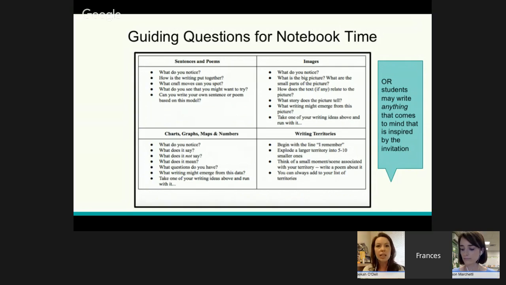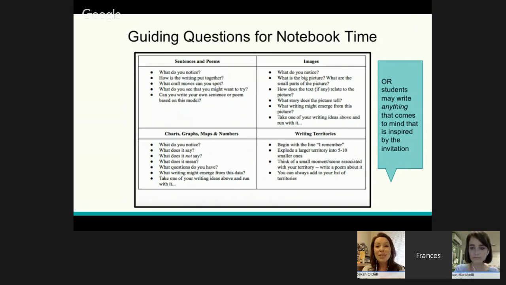If they're really stumped, if nothing comes to mind, they can refer to this chart, which our students have glued into their notebook, and find some prompts to think about. What do you notice? What patterns do you see? What does this make you wonder about?